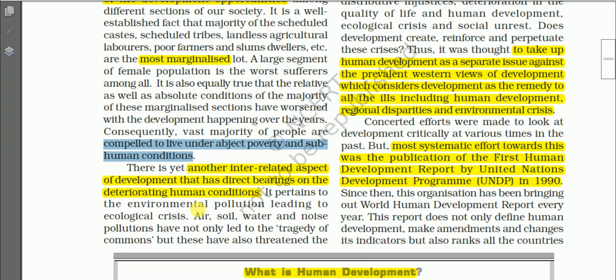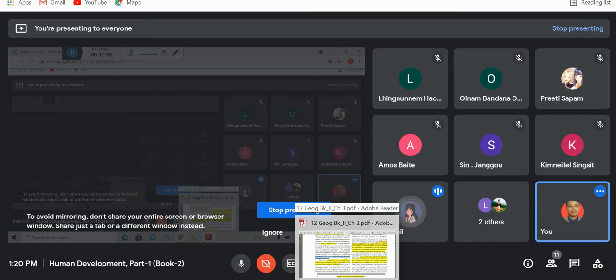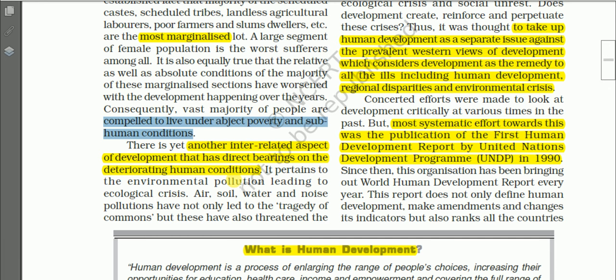So all these are about development, human development in particular in India. So up to here, any question, boys and girls? No, sir. Okay, then let us continue.